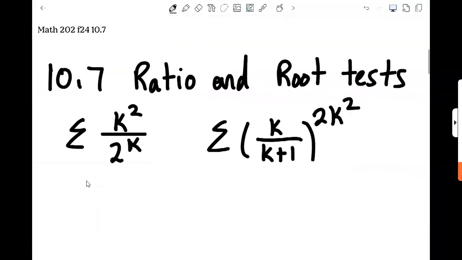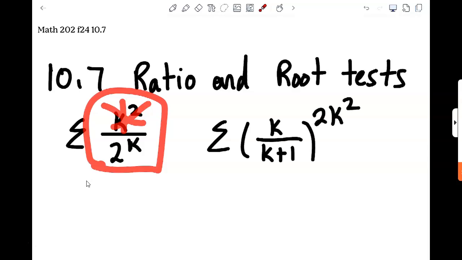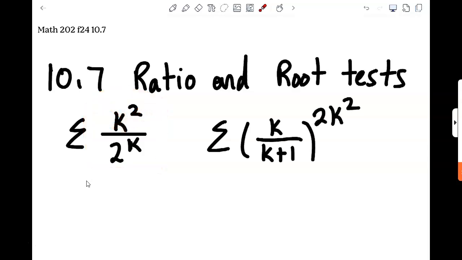On the one hand, I have the series of k squared over 2 to the k. Now, take away the k squared, if I just had 1 over 2 to the k, that's a geometric series, 1/2 to the k power. But that k squared complicates things. And this would be a very difficult function to talk about the integral of, right? The integral of x squared over 2 to the x. How in the world do I do that integral?